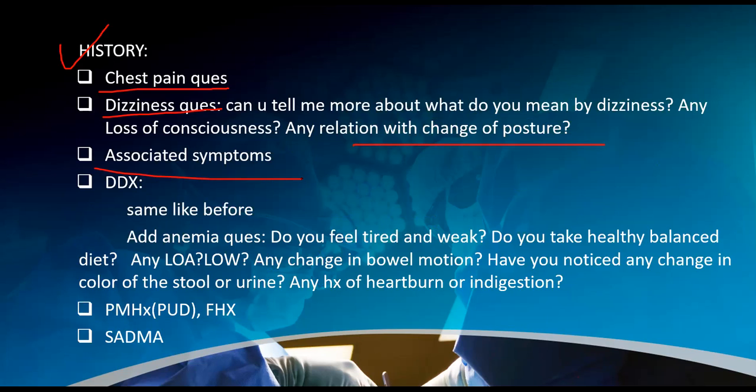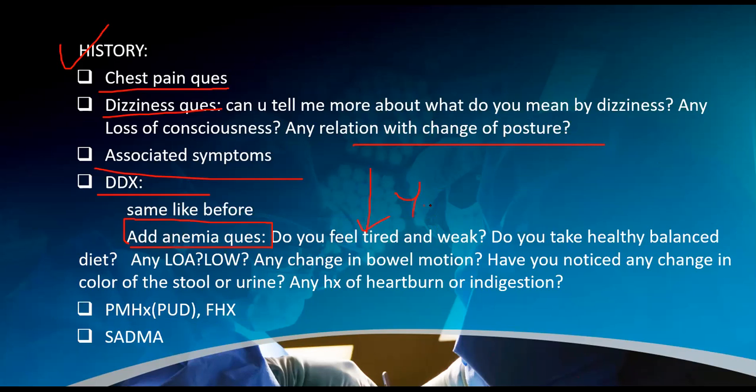Associated symptoms like shortness of breath, nausea, vomiting, racing of your heart. So all those similar questions. The differential diagnosis will be the same, so you have to ask all the DD for chest pain, but there is a DD of anemia. When you come to the anemia DD, then you have to go into detail on that. So why is this patient having anemia, you have to find out. So do you feel tired and weak these days? Yes, doctor.